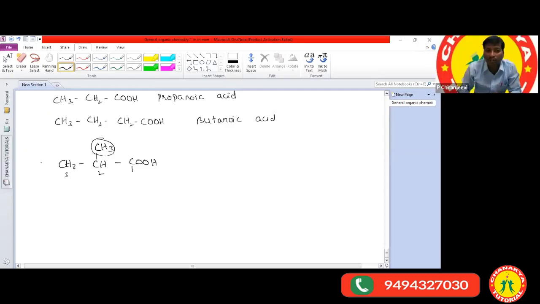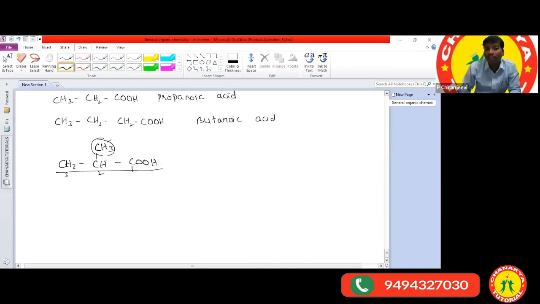Okay, so let us see. First, we have to select the longest chain. The longest chain is the one containing more carbon atoms. At that time we have to consider the functional group also, because the functional group has to get the least, first priority. That's why we have to start the numbering from the carboxylic acid group: 1, 2, 3. If that becomes the parent chain, this part becomes a substituent.